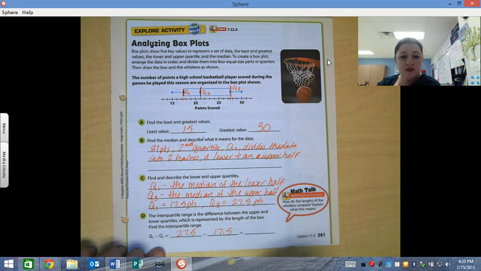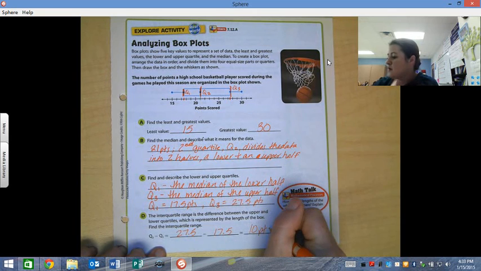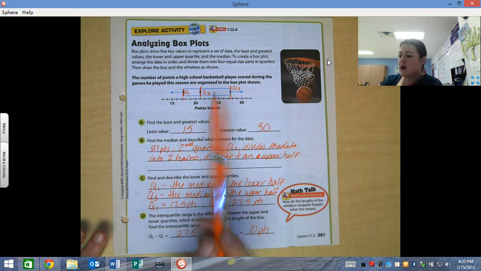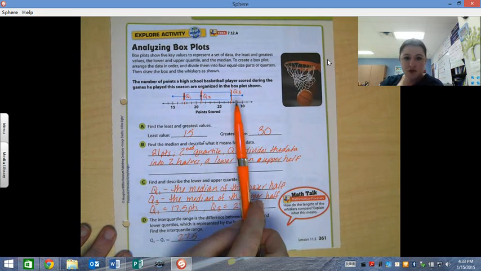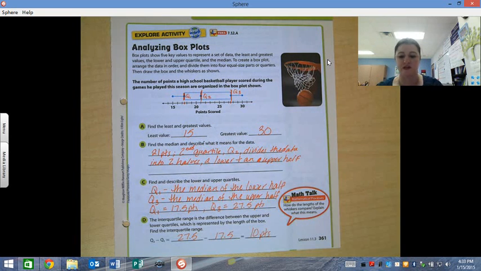So all we then have to do is subtract, and we have now found our interquartile range. What they want is just the range from the beginning of the box to the end of the box. That's all that you have to worry about for interquartile range.